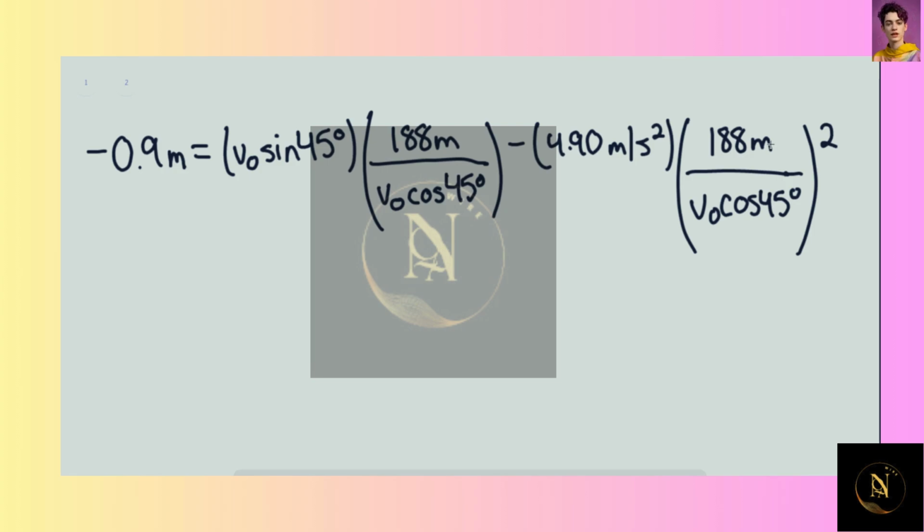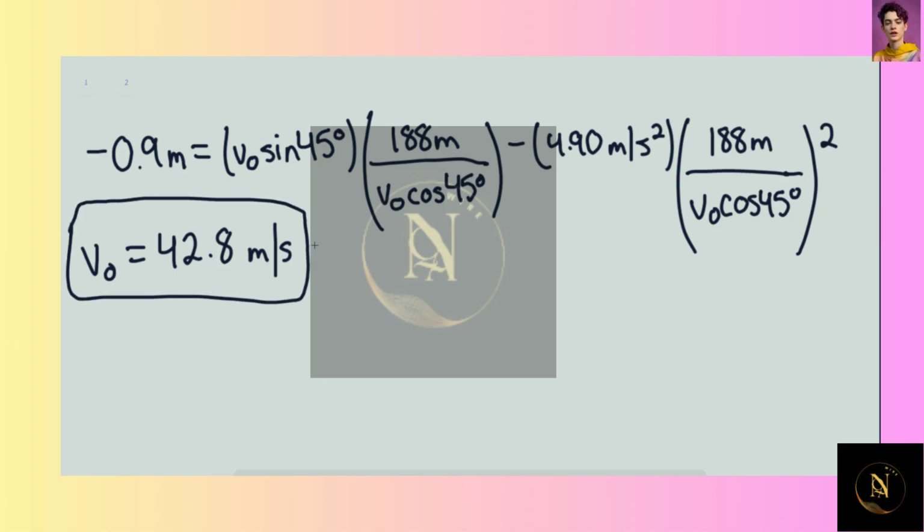And so we can simply use our TI-84, 85, or 89 in order to solve for V initial. We can just drop the units and then solve for V initial using the solve function. And so your V initial should be equal to 42.8 meters per second. This would be essentially your initial velocity or your initial speed. This would be your answer for part A.